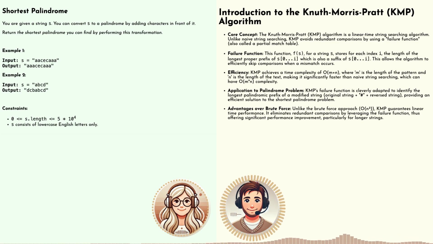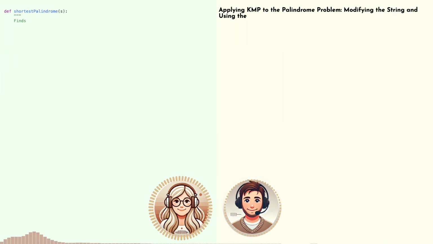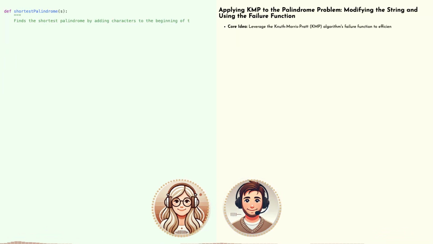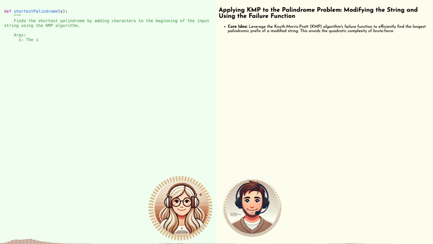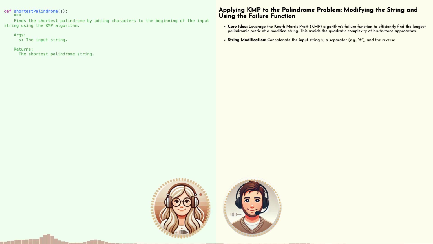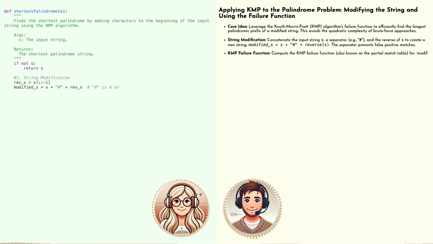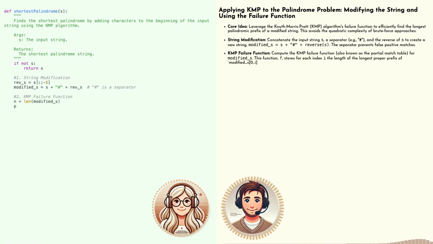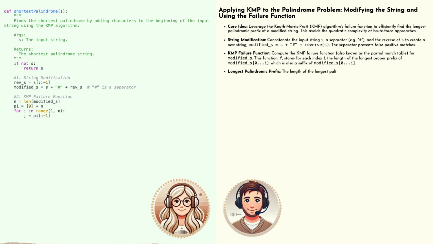KMP excels at exactly that. I see where you're going with this. So how do we modify the string to make this work? It's quite simple, actually. We create a new string by concatenating the original string with its reverse, but we separate them with a special character, like a hashtag. So if our original string is ABCD, our modified string would become ABCD#DCBA.